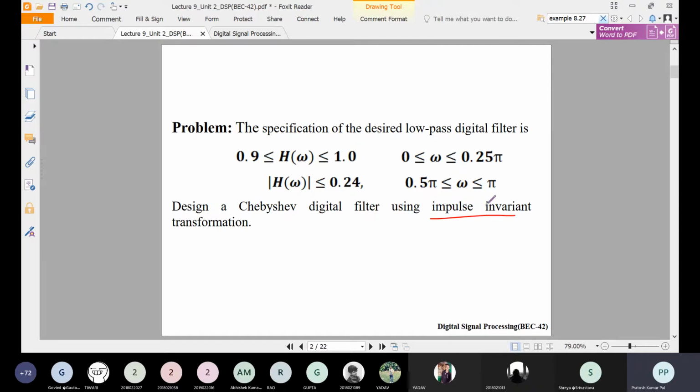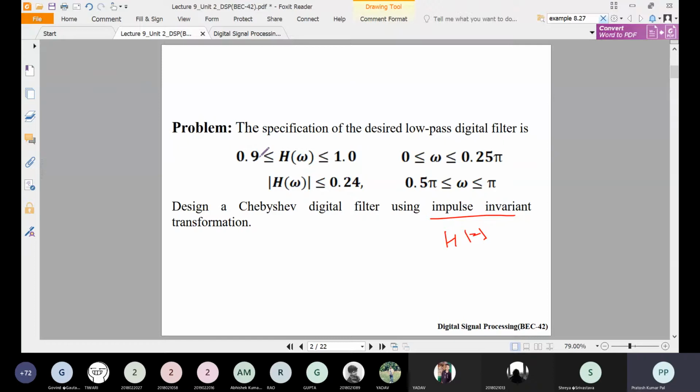Okay, so here the impulse invariance method is given, which means the question is talking about the low pass filter in digital form, in the form of the digital transfer function, that is H of z. So we will be finding out the H of z for whatever specification is given.